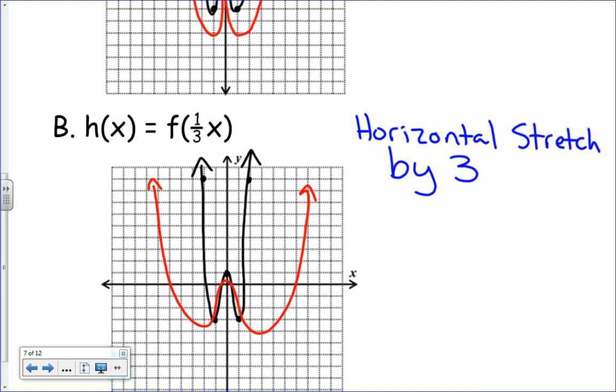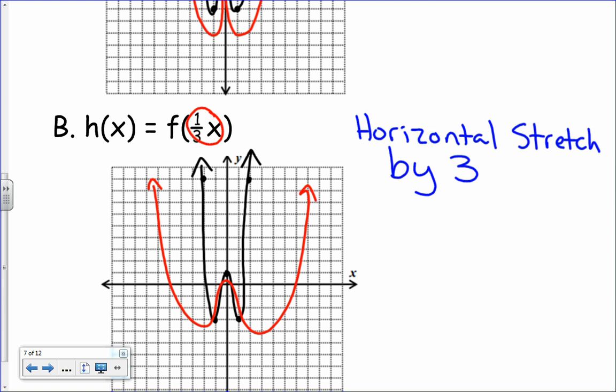All right, so what are we plugging in for all the x's? 1/3 x. We're plugging that value in, 1/3 x, in for all the x's because it's inside.